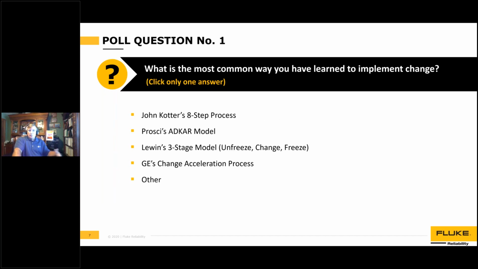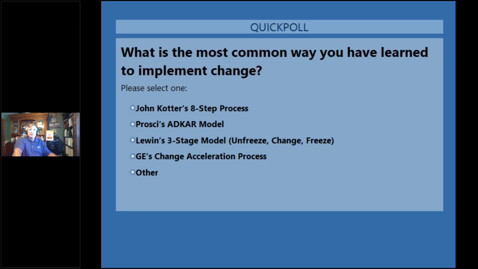So before we get deep into this, we wanted to ask this first poll question. The question is going to be, what is the most common way that you've learned to implement change? Some of the more common ones are John Kotter's 8-step process, Prosci's ADKAR model, Lewin's 3-stage model, the unfreeze, change, and refreeze, GE's change acceleration process, or was it some other process, some procedure or methodology that you've learned for implementing change? So go ahead and answer this poll question for me.